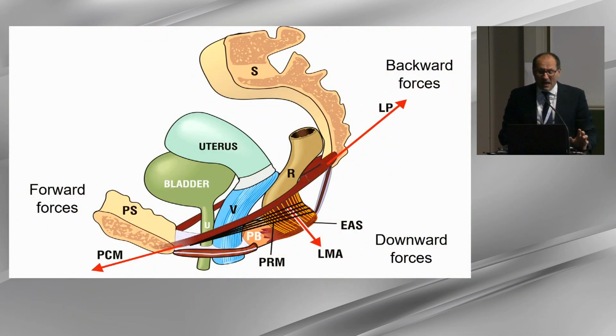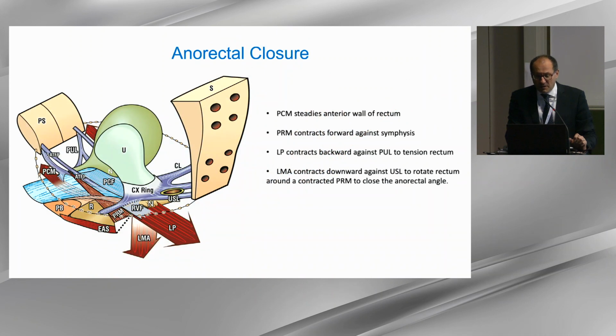We have different kinds of forces. Forward forces, puborectalis. Backward forces, the levator plate and pubococcygeus. Downward and upward forces, the conjoined longitudinal layer. How do these different kinds of forces work to regulate the anorectal closure? The anorectal closure, apart from the function of the sphincter, is also due to the pubococcygeus muscle that steadies with the levator plate the anterior wall of the rectum.